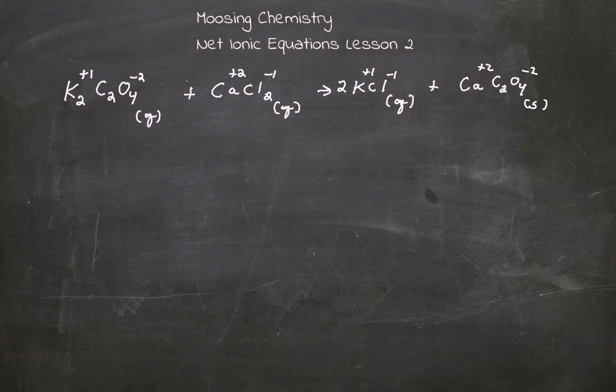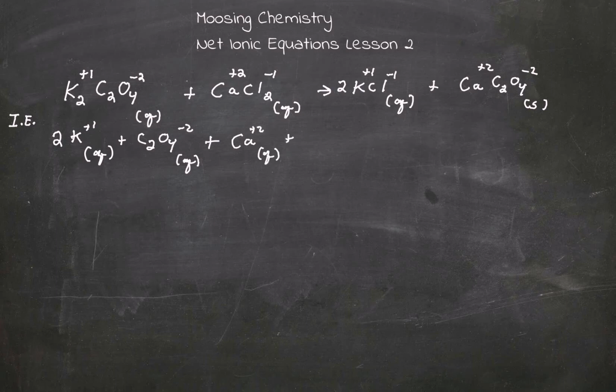So now we need to write the ionic equation. Remember, we're not going to break apart solids, so we're going to call this 2K+ (aq) plus C2O4 2- (aq) plus Ca2+ (aq), and of course it's a plus 2, plus 2Cl- (aq). Remember, we're going to take this 2 here and put it in front right there.